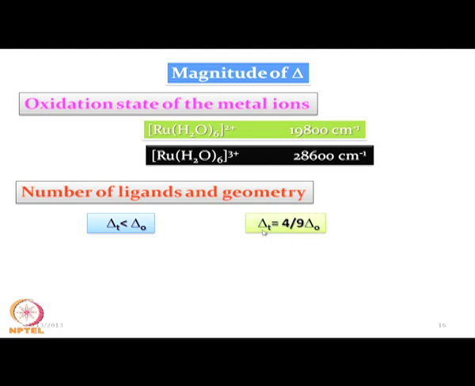And we have seen also that delta T is almost equal to 4/9 of delta O, and as a result we do not expect any low spin compound in tetrahedral geometry. So, all the tetrahedral complexes in all the cases are high spin in nature, whether it is tetrachloroferrous ion or tetrachloro or hexachloro nickel ion, all will be in the high spin geometry.